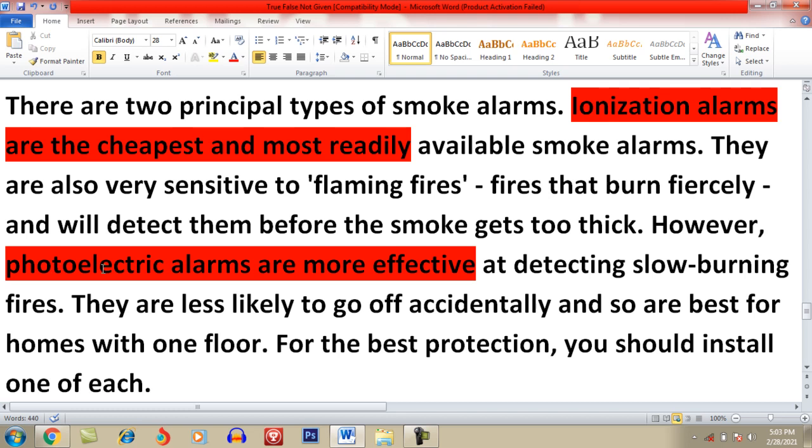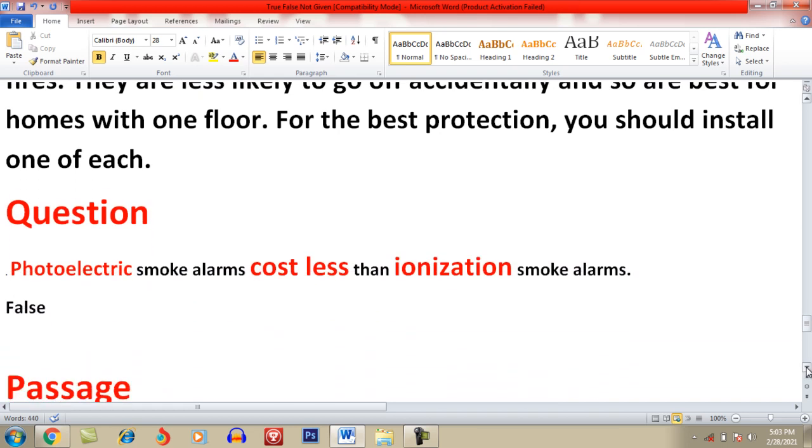Here the passage says photoelectric alarms are more effective. They are effective, but they are not the cheapest. In the question, all keywords are present, but the statement is different: photoelectric smoke alarms cost less than ionization. In the passage there is nothing saying photoelectric is expensive, while the ionization one is cheap. So the keyword is present in the passage, but the statement is totally different. That's why the answer to this question is false.